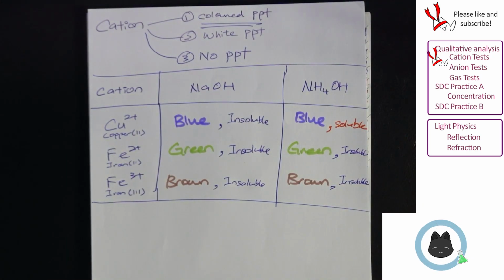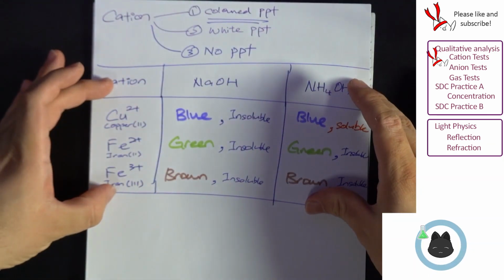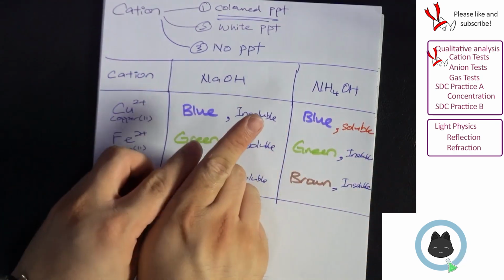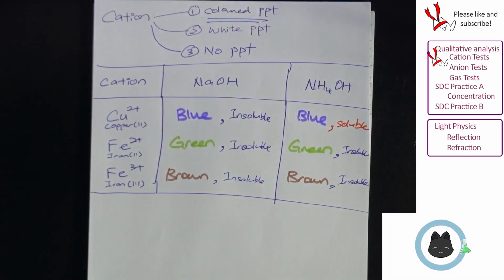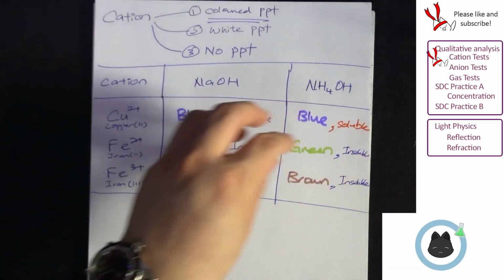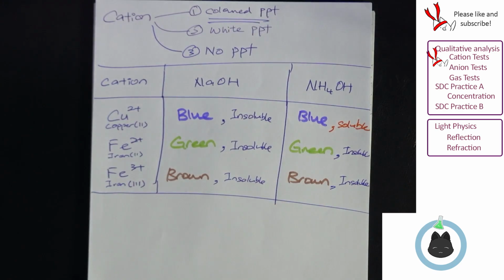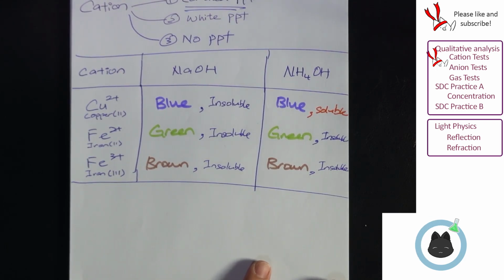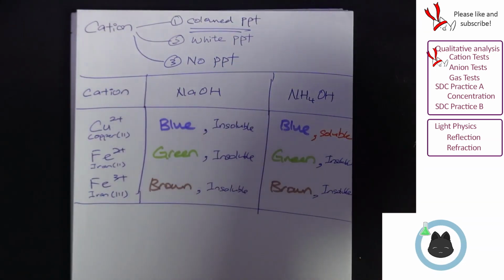So rather than memorize the whole thing, in study method this strategy is called chunking, where you chunk a bunch of things together. They are all colored. Copper is blue, iron 2 is green, iron 3 is brown, and then everything is insoluble except that one corner. It helps you to remember things rather than 1, 2, 3, 4, 5, 6 combinations. You combine them and then you have fewer things to remember. It helps everyone to learn and remember easier with less effort. So the first one is called the colored PPT group.